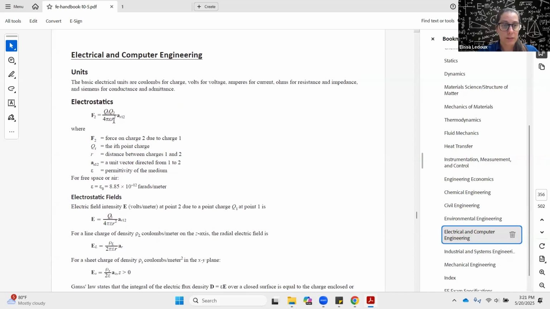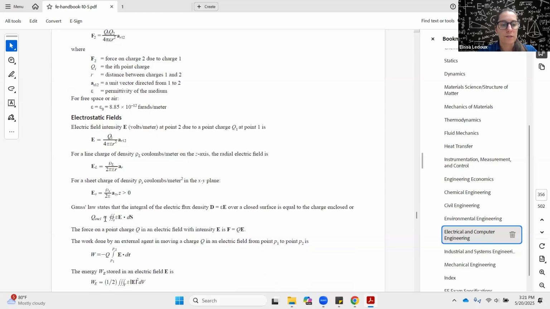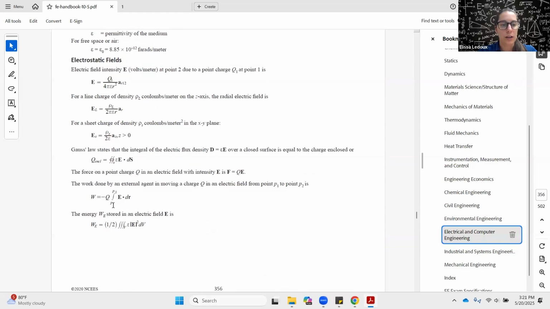So electrostatic force. We have two charges. We have 4 pi epsilon, which is the permittivity, and for air, you would use this value. And then times a, which is the unit vector. So that just shows the direction, essentially. And r is the distance between the centers of the charges. So you get the force, then you can find the electric field value. You can find the work through the integral.